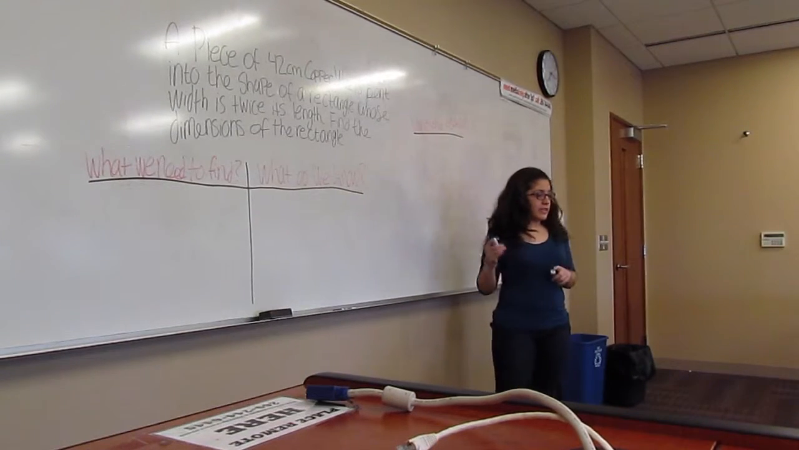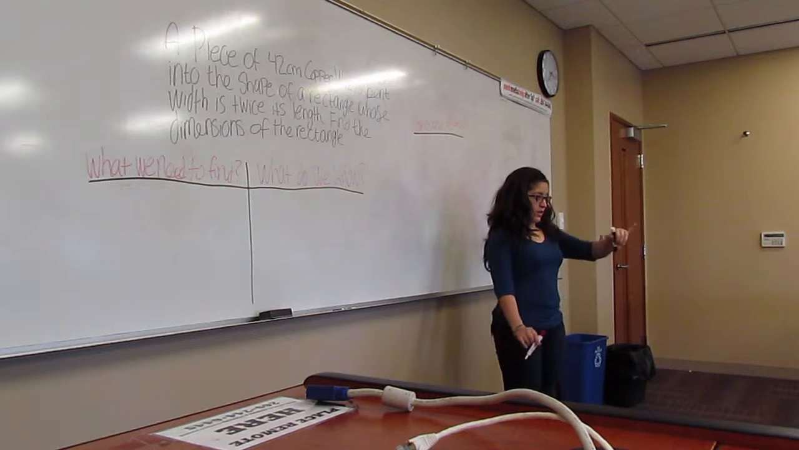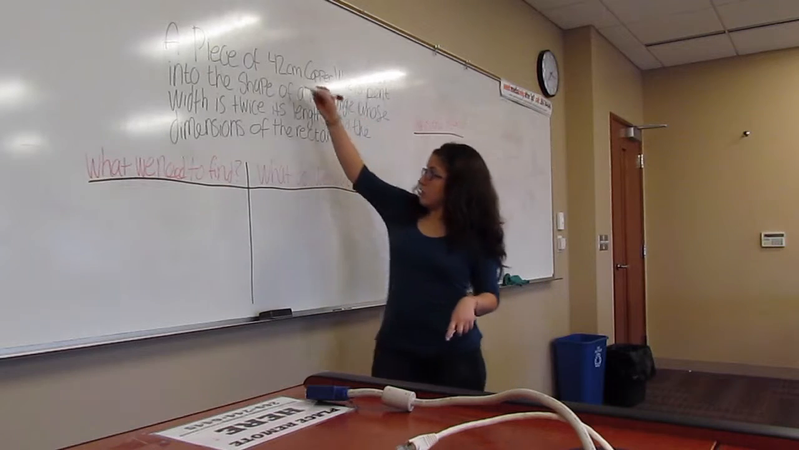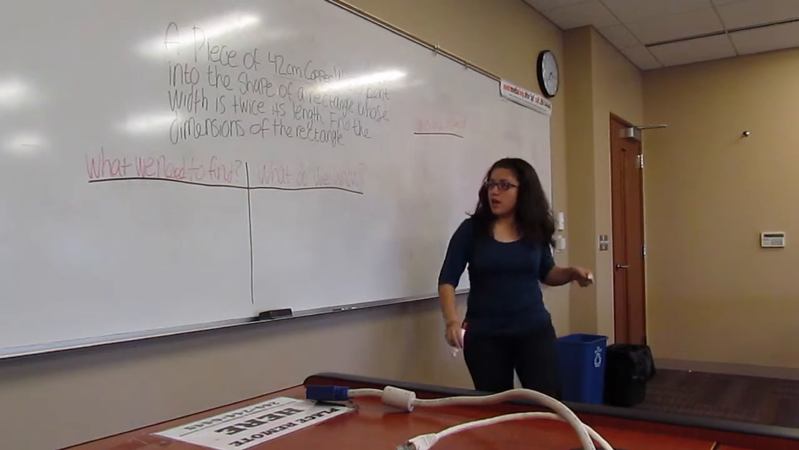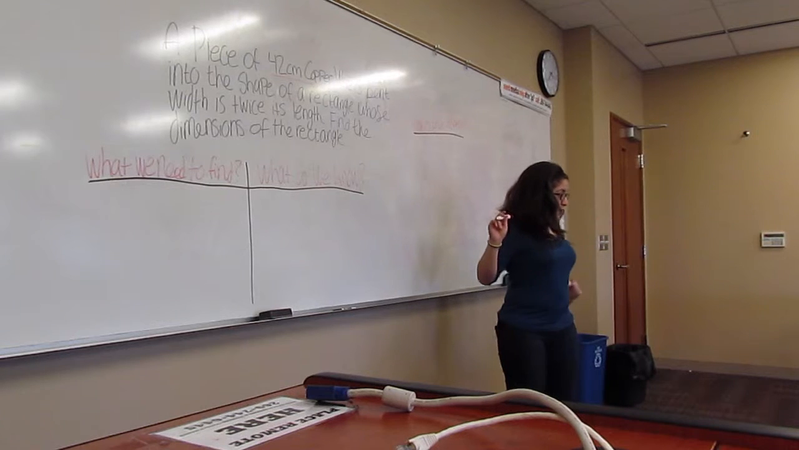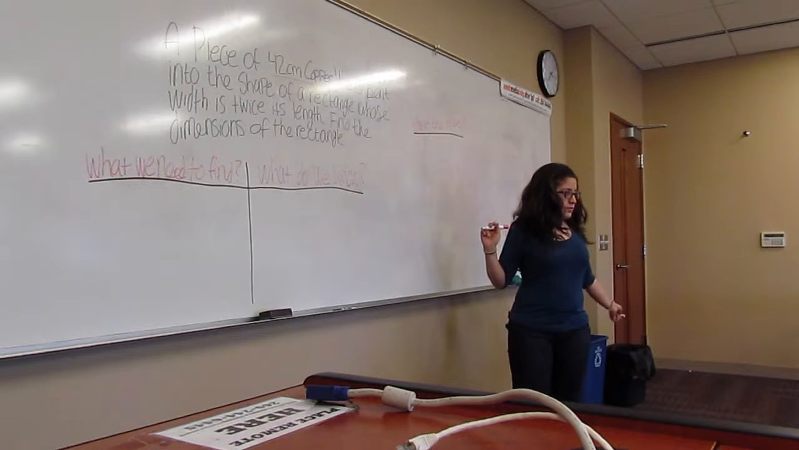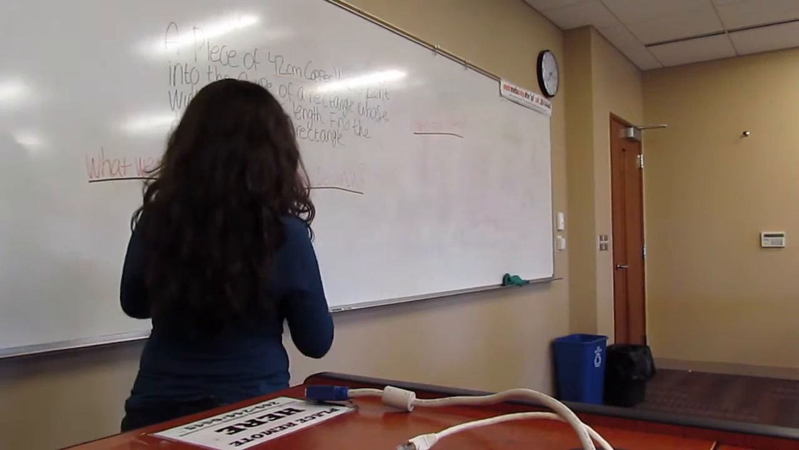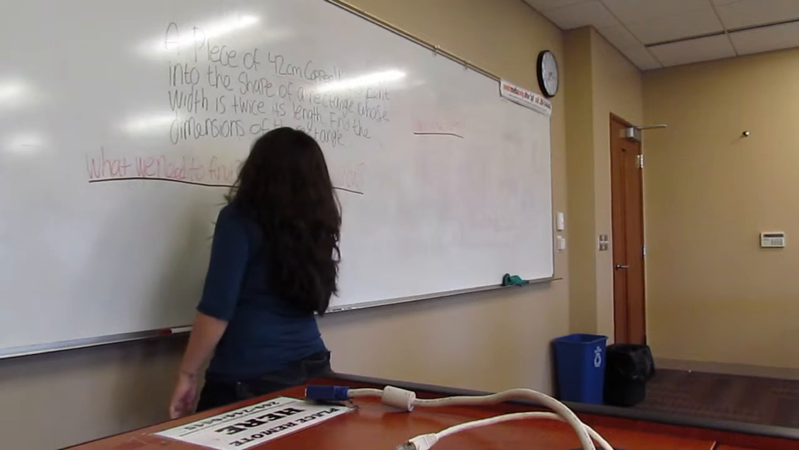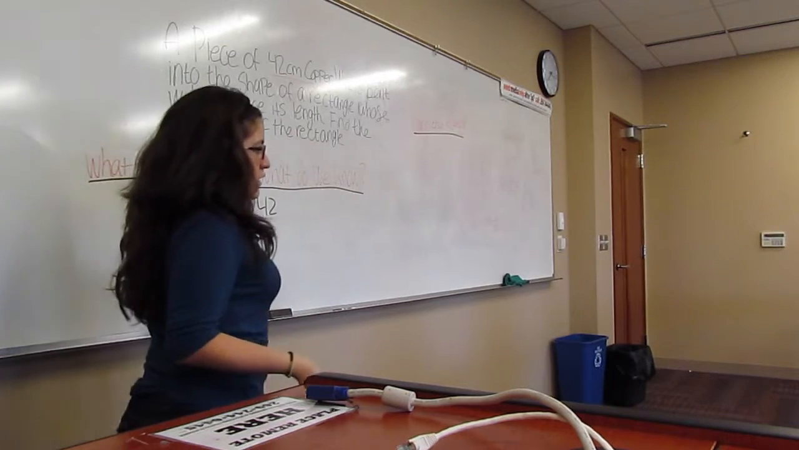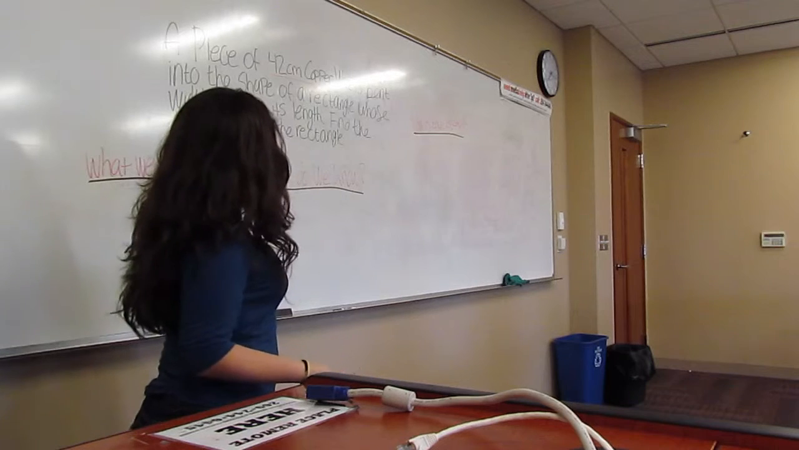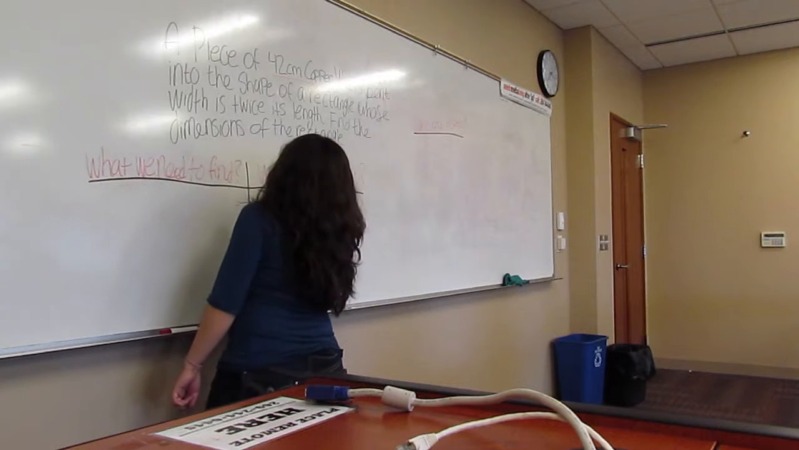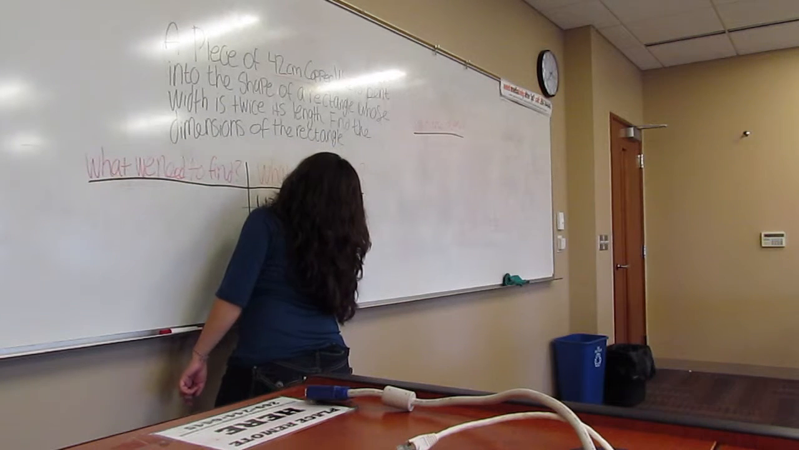Does anybody have any ideas? Elizabeth and then Victoria. There's a 42 centimeter piece of copper wire. Yeah, that could be an important number. And Victoria, what were you going to say? I was going to say that goes under what we know. Okay, and what do we know that 42 is? It's how much wire we have. True, so 42 centimeters of wire.